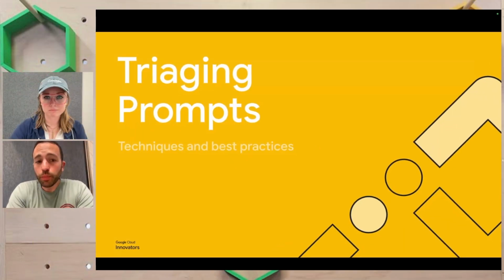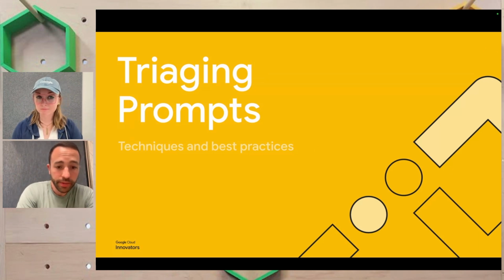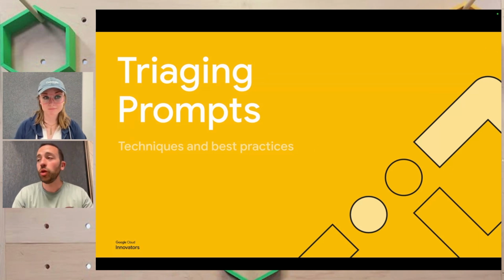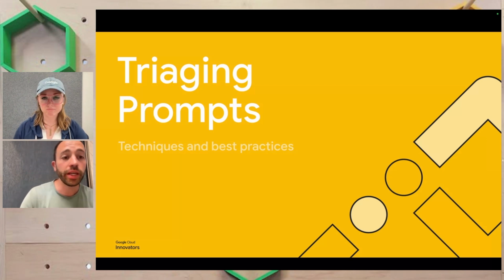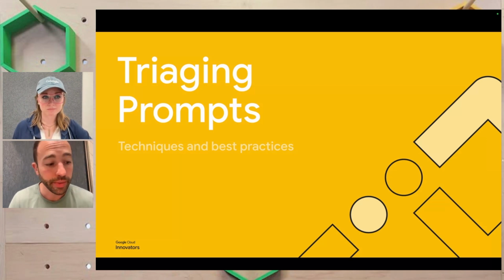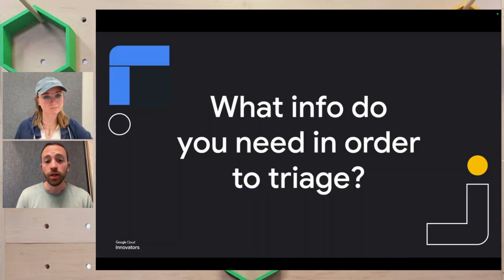So we've got some really good practices for building prompts. However, many times in the real world, you are either given a prompt or you are working on some existing prompt and it's not doing what you want it to do. So I want to shift gears a little bit to triaging prompts. Triaging prompts meaning you have a prompt, something's not working. What do you do? What info do you need?